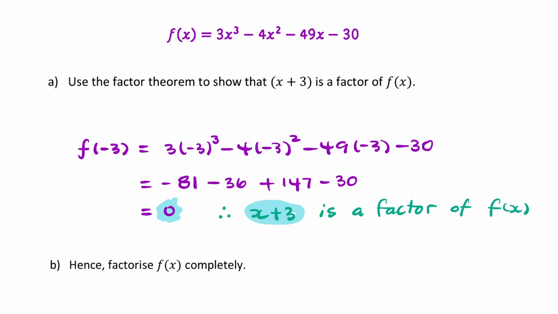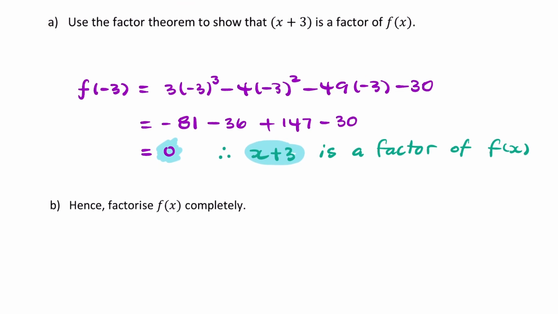So that's how you would do this first question. When they say use the factor theorem, all you need to do is substitute negative 3 instead of x and show that the answer is 0. If you don't get 0, it means you must have made a mistake in your calculation, in the use of brackets in your calculator, or maybe you used positive 3 instead of negative 3.